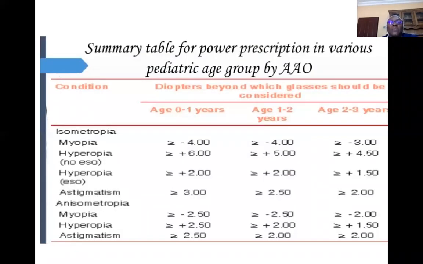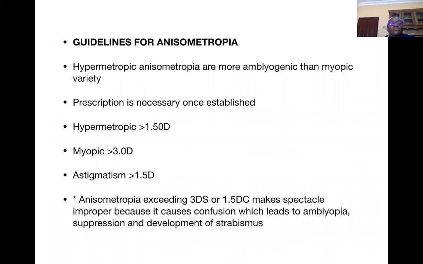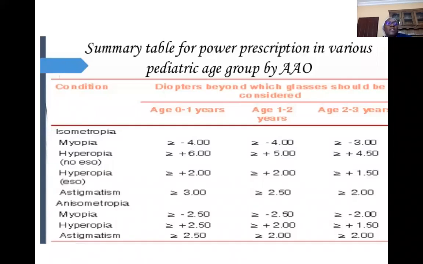This is a summary of the table of what I presented for the ages of 0 to 1 and ages 2 to 3 years by the AAO. You can see the table showing if they're isometropic for myopia, and if they're hyperopic, if there's any deviation, any esotropia, or if there's no esotropia, if the child has astigmatism and isometropia. So this is like a guideline. It might not really be a strict rule to be followed, but it's a guideline to what you can prescribe at this age group. And even if they have anisometropia, whether it's due to myopia, hyperopia, or astigmatism.